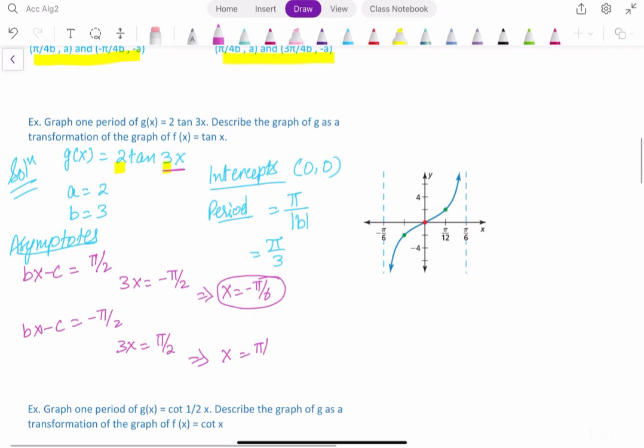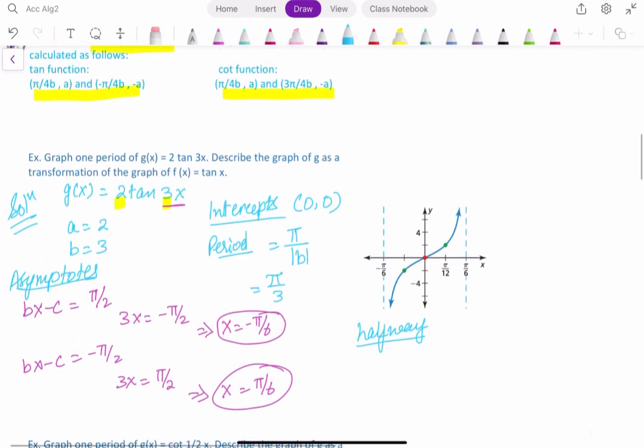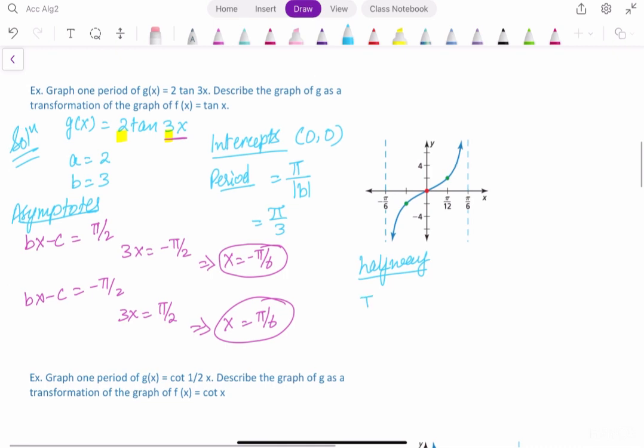And you can match from the graph that we have negative pi sixth as one asymptote and the other asymptote is pi sixth. The intercept is at (0, 0), and the interval is pi thirds. But let's calculate the halfway values. The halfway value is nothing but the period divided by 4. So (pi over 4b, a) and (negative pi over 4b, negative a).